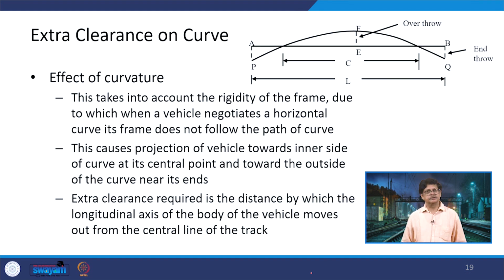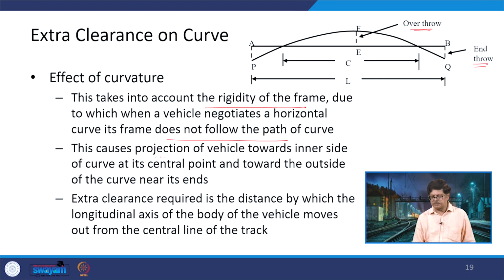So, effect of curvature. Now, as you can see here, A, B is the frame which can be there, but what happens is because of the turning on the curve and because of the rigidity of the frame, the vehicle is not able to negotiate the front and the back in the same form as the curve is being provided. So, there is nothing like following the path, and when this is not happening, there are two conditions which are going to be created. One is an overthrow condition, another is an underthrow condition.